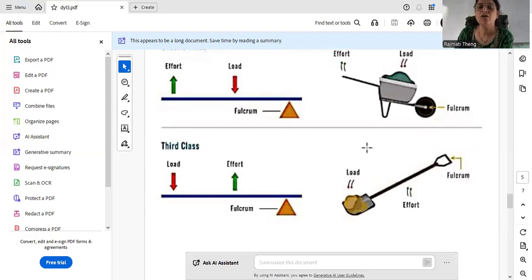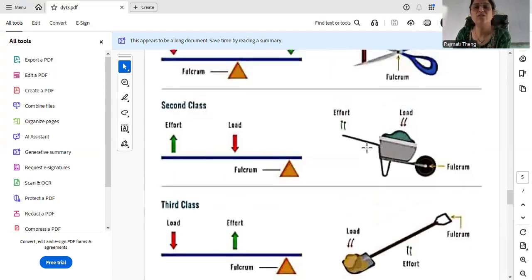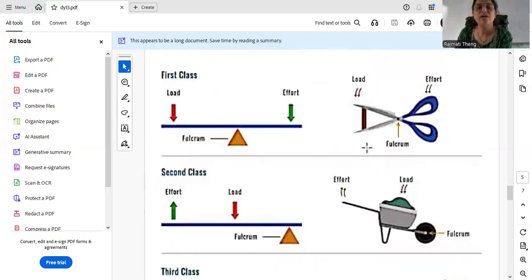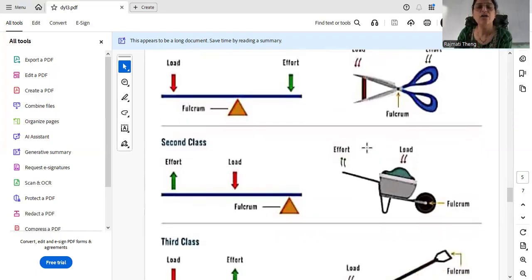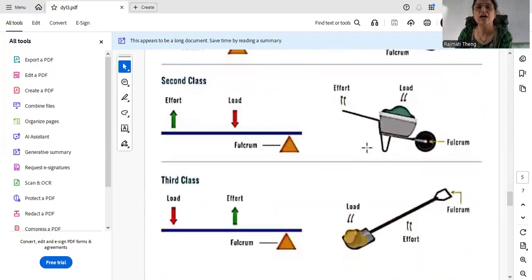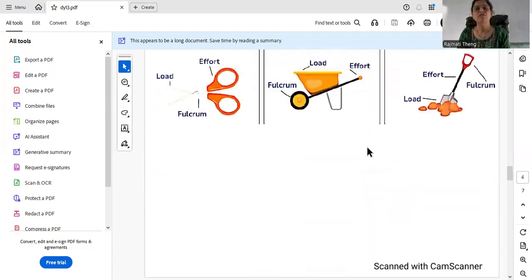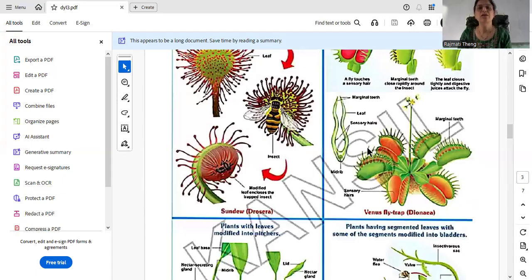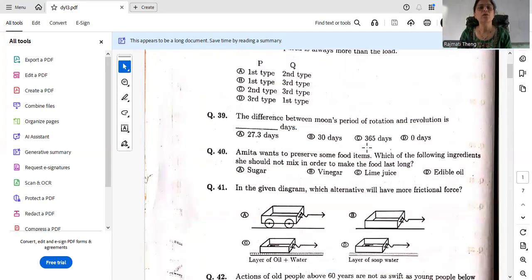So how can you identify class 1, class 2, class 3 lever? You can use the trick: fly like eagle. So fly, F, fulcrum is in the center, so first class. Like, load is in the center, second class. E, effort is in the center, that is the third class. So you can identify the type of lever by using this simple trick. Now next question.